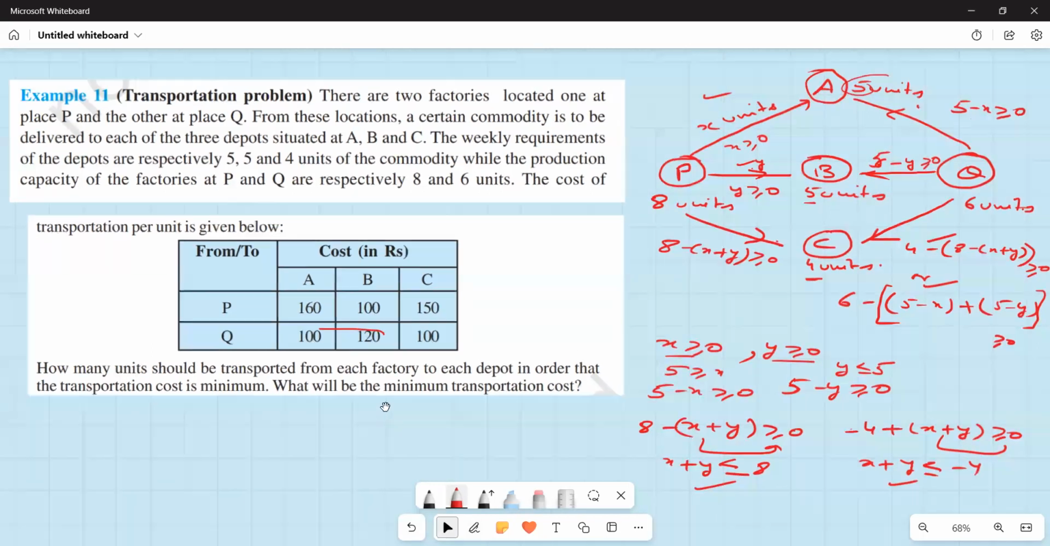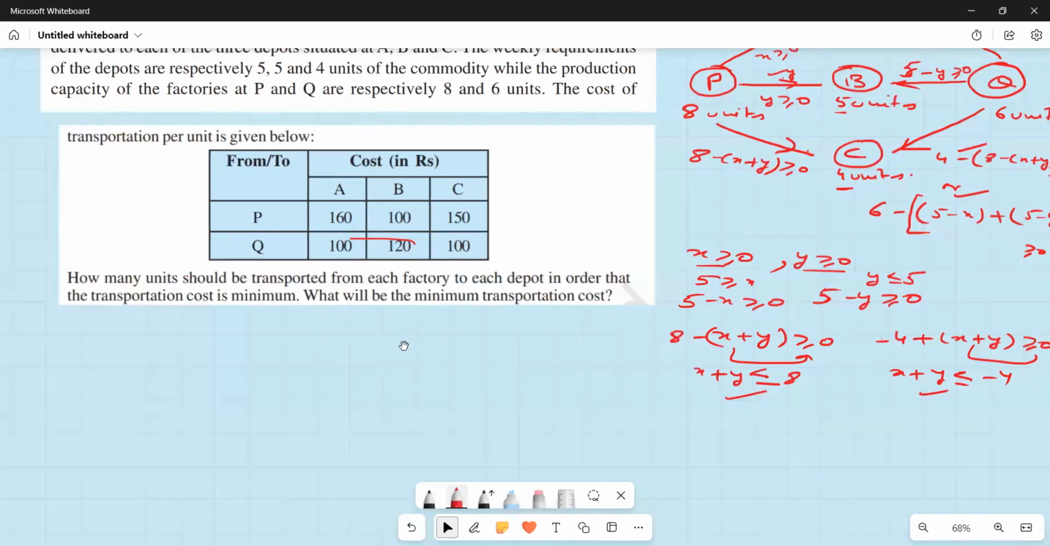Then how to frame the z objective function. Now the transportation cost per unit is given as below. 160 rupees is supplied to this. It says the cost of transportation per unit is 160 rupees. So how many are supplied? x. So z is equal to 160 into x, that is from P to A we have supplied. Then P to B is y.